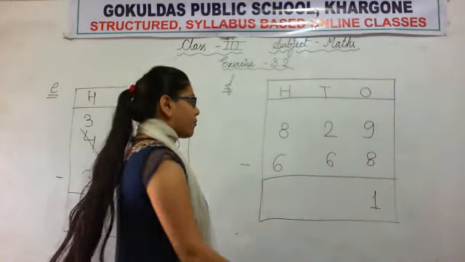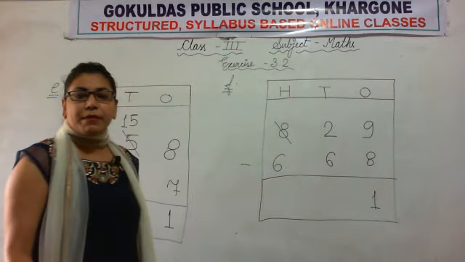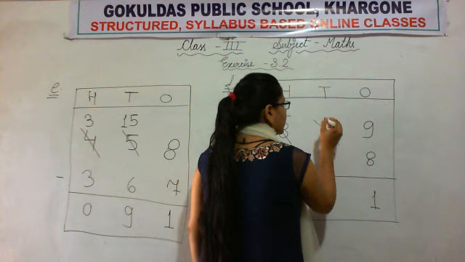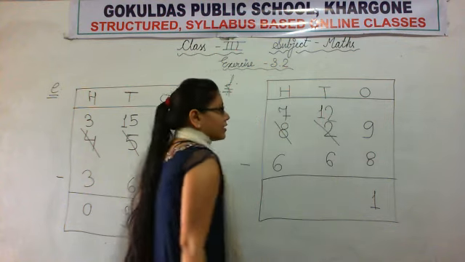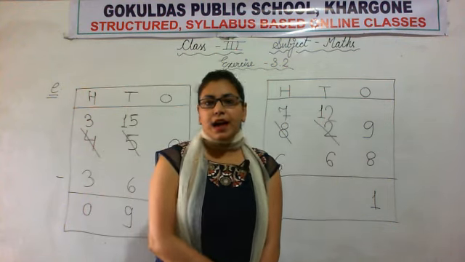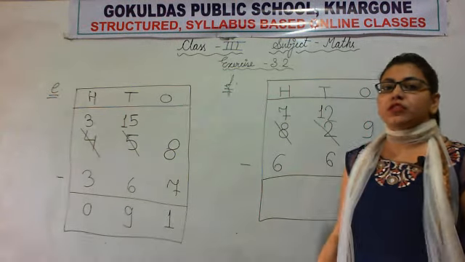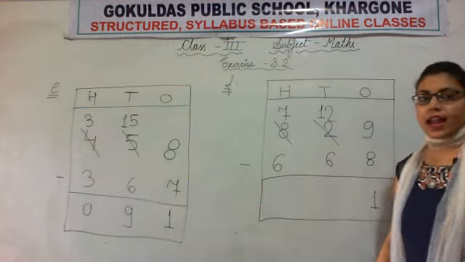We'll take borrow. Borrow from hundreds place. So this 8 will become 7. This 800 will become 700 and this 2 tens will become 12 tens. Now 12 minus 6. Now can we remove 6 from the 12? Yes, now we can remove 6.